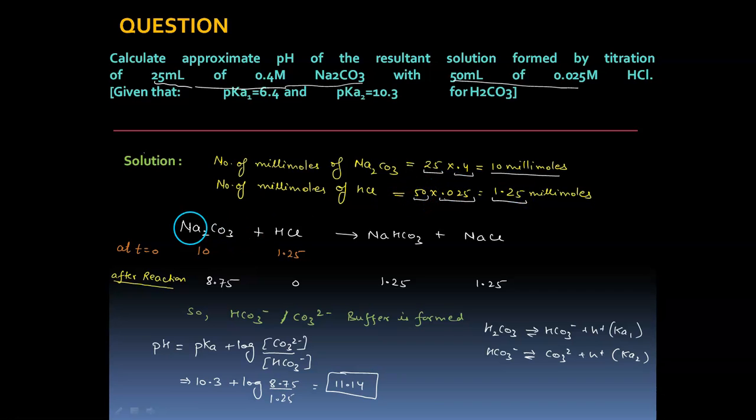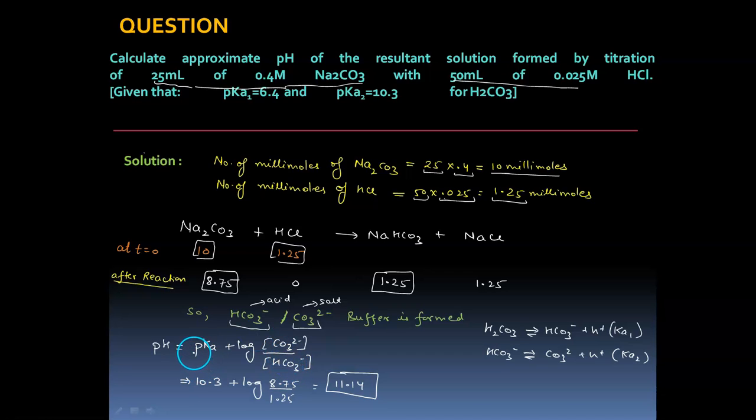Now clearly, the reaction happening between Na2CO3 and HCl gives us NaHCO3 plus NaCl. Initially it was 10 millimoles of Na2CO3 and 1.25 millimoles of HCl. After the reaction we have Na2CO3 8.75 millimoles and NaHCO3 1.25. Therefore we can say that the buffer is formed between HCO3 minus and CO3 2 minus salt, which means this is acting like the weak acid and this is acting like its salt. So the formula is pH is equal to pKa plus log salt upon acid. In place of salt I put carbonate, in place of acid I put bicarbonate.